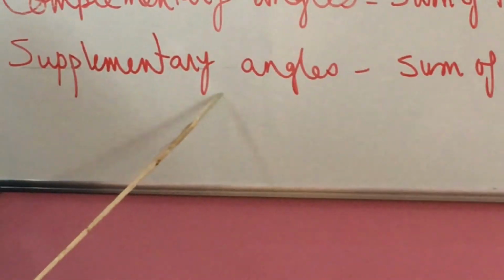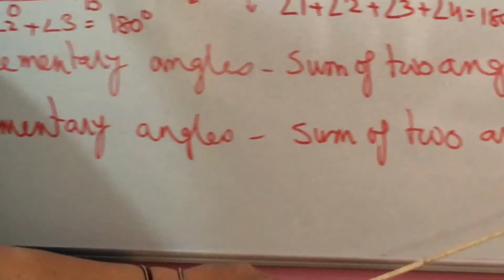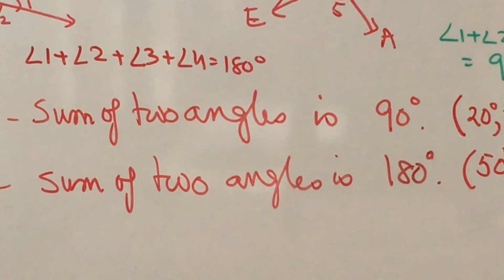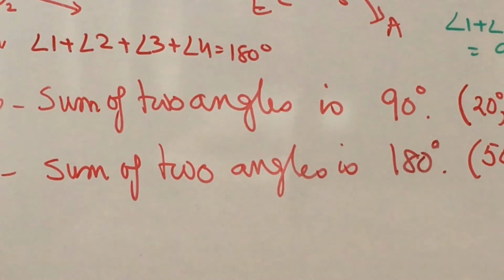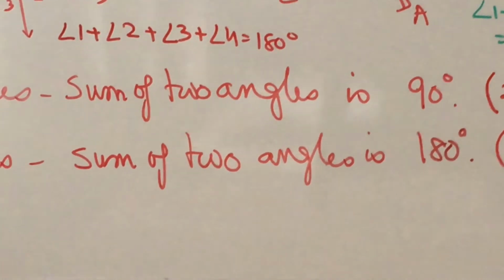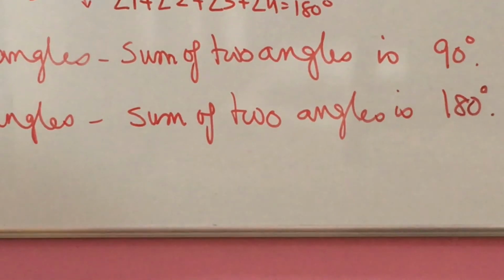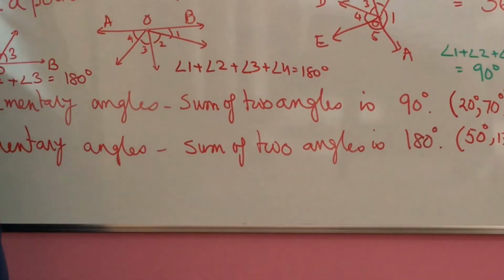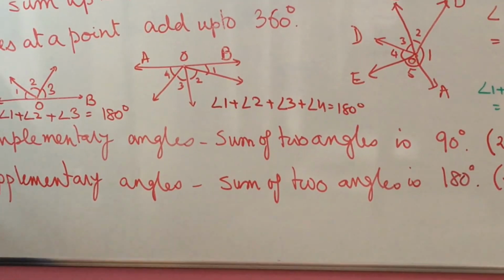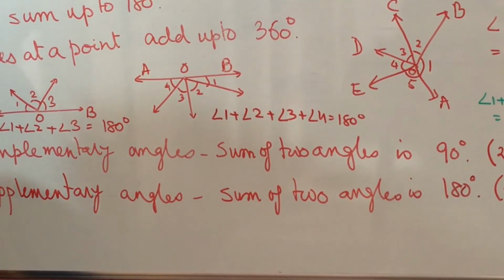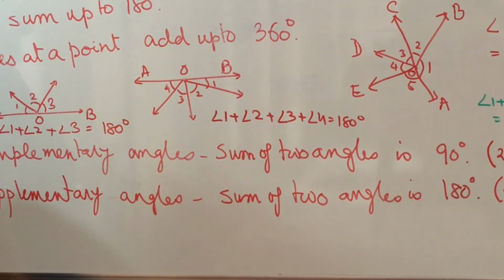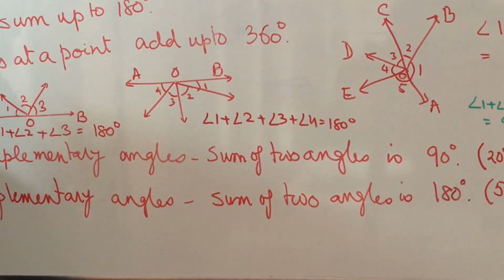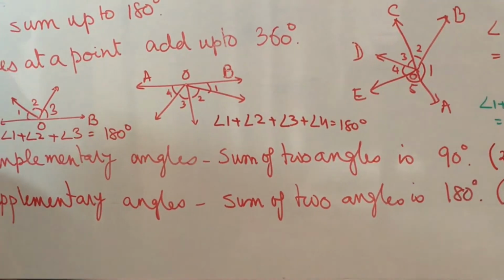Supplementary angles. Sum of two angles is 180 degrees. Now if two angles add up to 180 degrees, then they are called supplementary angles. Like two angles 50 degrees and 130 degrees, when we add the two angles, then what we get? We get 180 degrees. Now let us see, where do we see all these angles in our daily life?